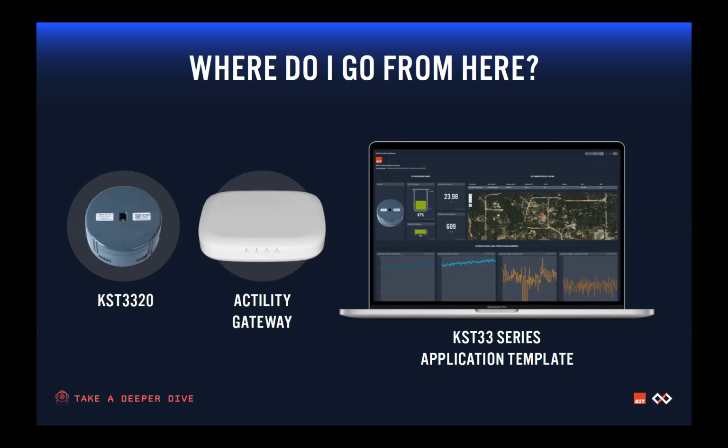Our dev kits include a production quality KST 3320, a production quality Actility gateway, and we have options to go outdoor as well, and a production quality Losant application template that scales to the thousands. Like Losant, we have the same vision for the IoT, that a dev kit should be really friendly to developers, but it needs to scale at a production level as well. And with KST's sensors and with Losant's application templates, you have a platform to make that happen.